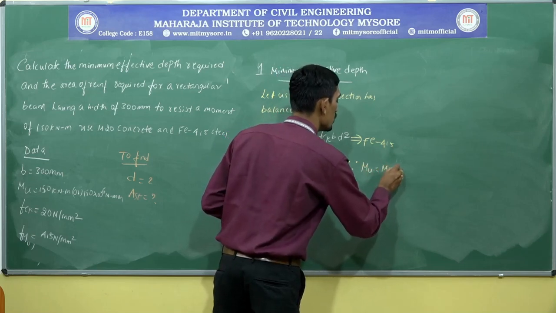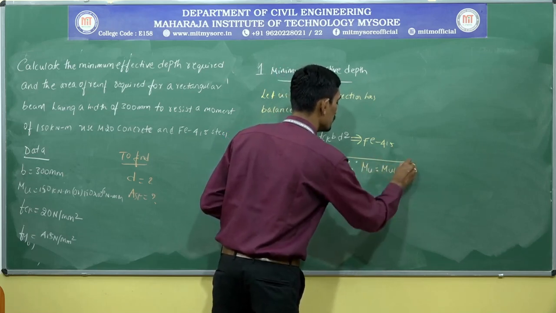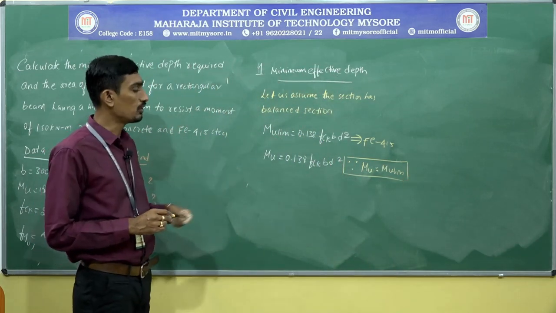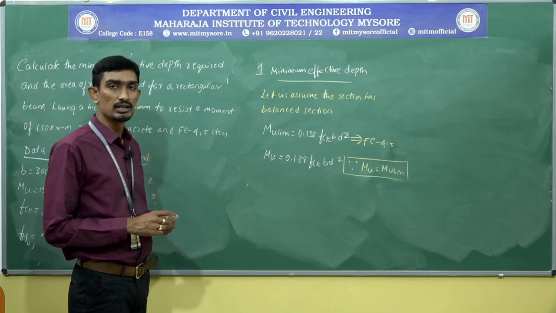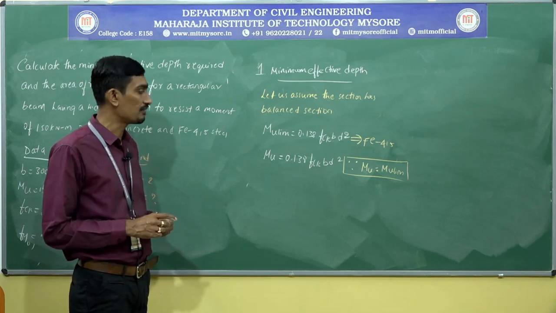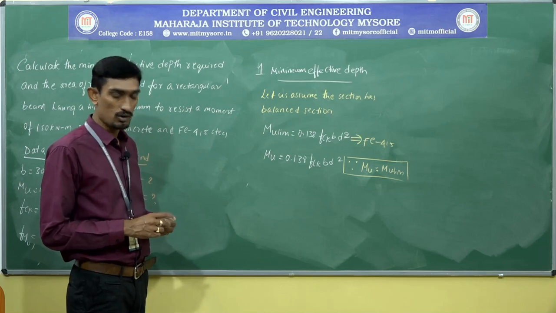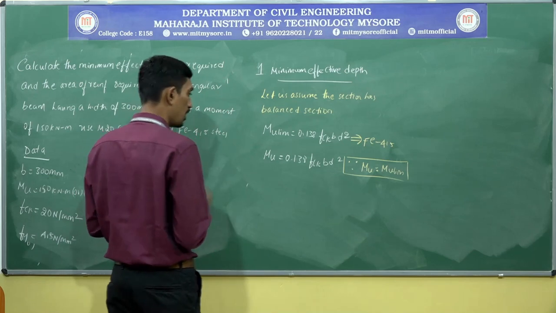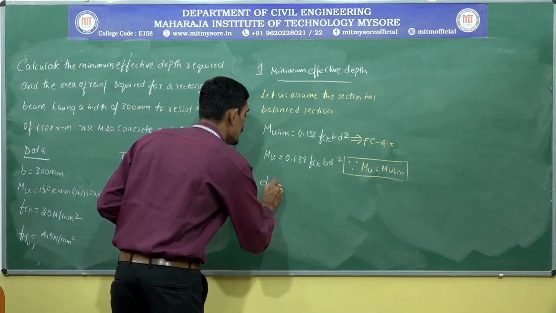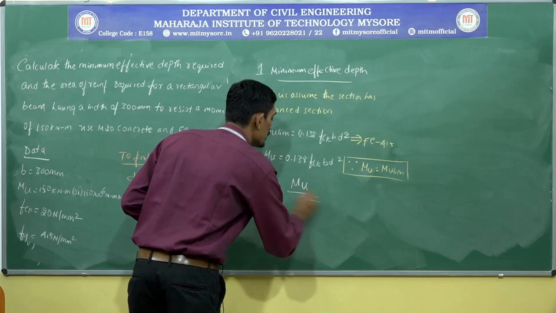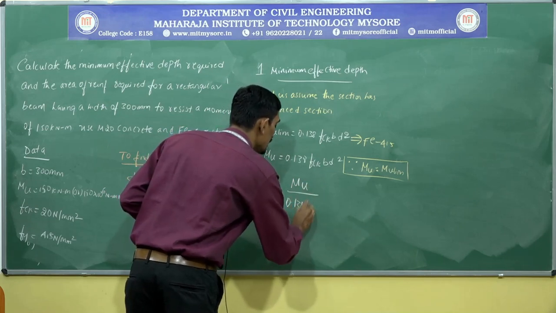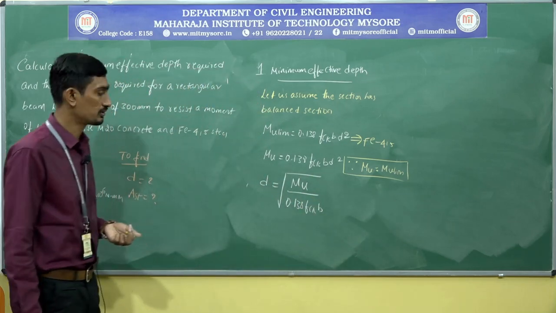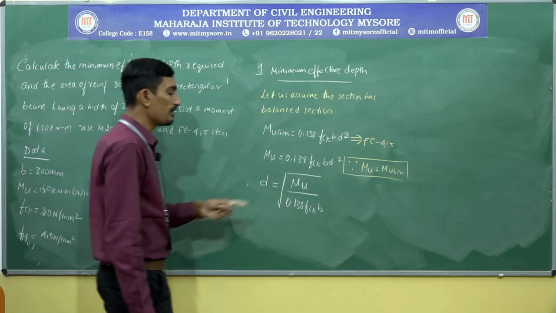Therefore, Mu is equal to Mu lim. Because Mu is equal to Mu lim, I am going to rearrange the formula as Mu is equal to 0.138 fck b d square. So now, what is that Mu value, or how to calculate this? Therefore, d is equal to Mu divided by 0.138 fck into b, within the square bracket. So now, what is the value of Mu?